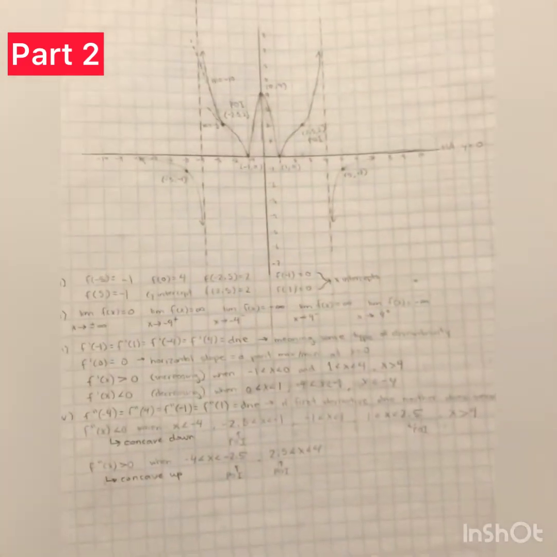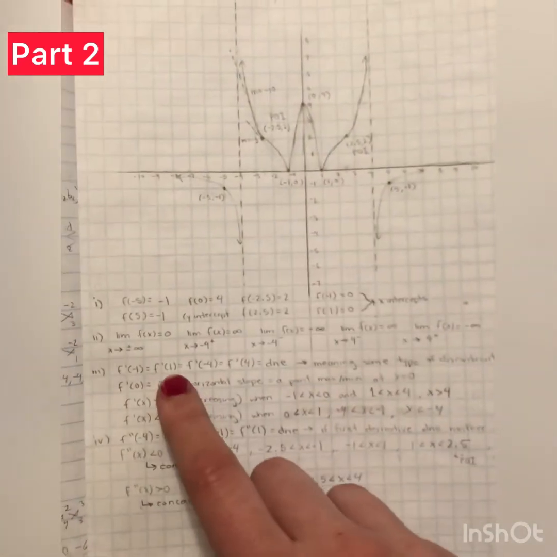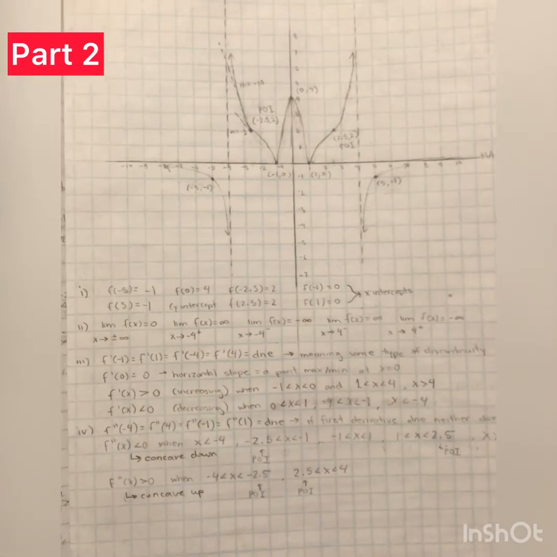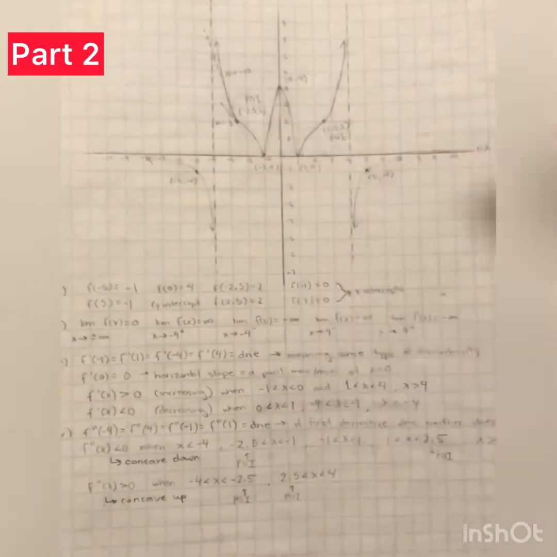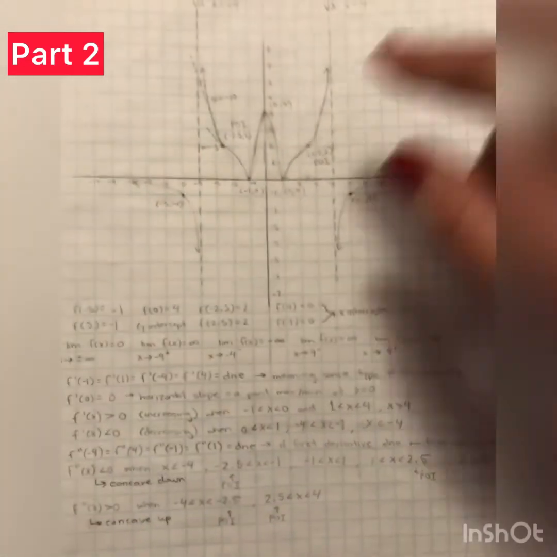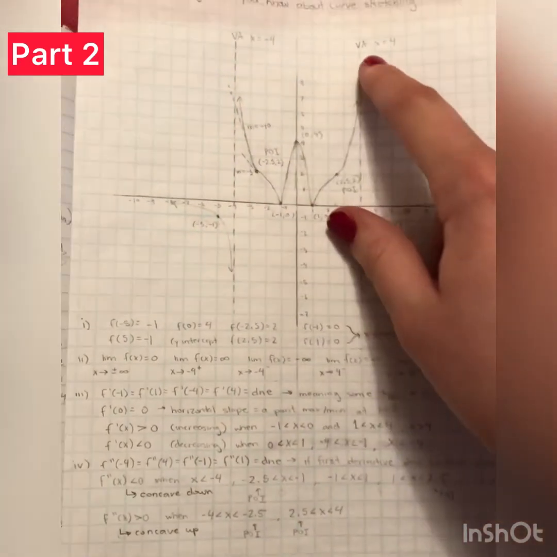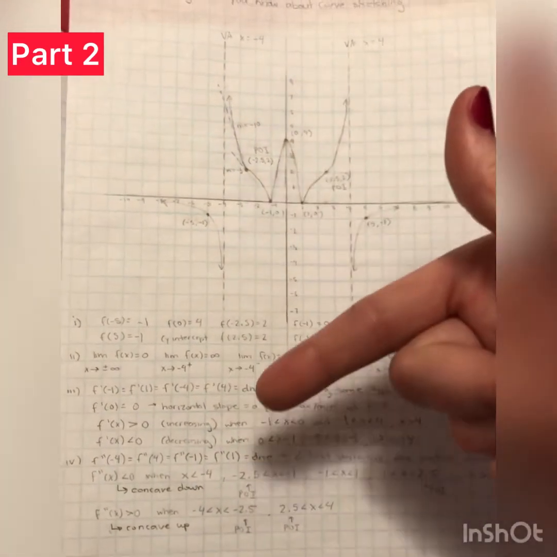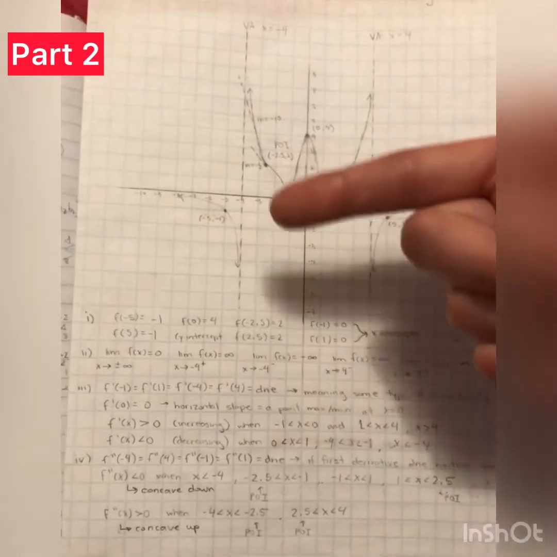The next thing that we were given is that f prime at negative 1, 1, negative 4, and 4 all do not exist. That means that at these x values, the function is not differentiable, so the slope does not exist. Specifically at x equals negative 4 and x equals 4, we know that it does not exist because there's a vertical asymptote since the one-sided limits are not the same.